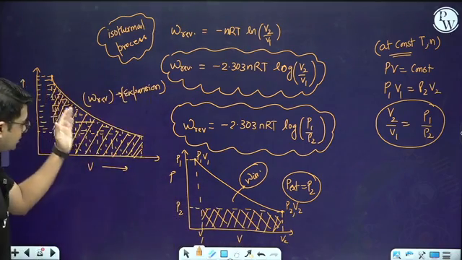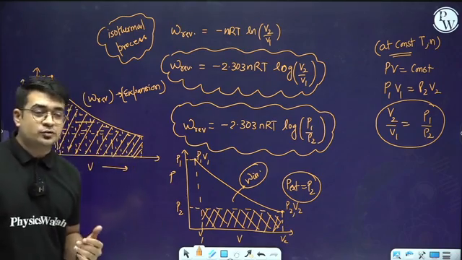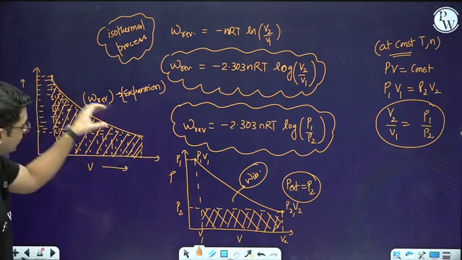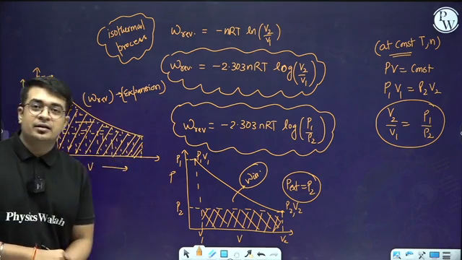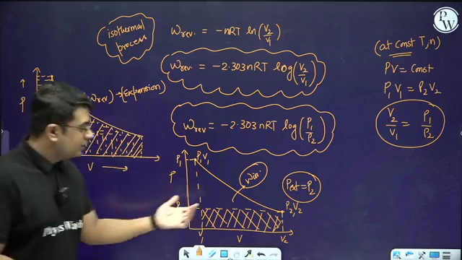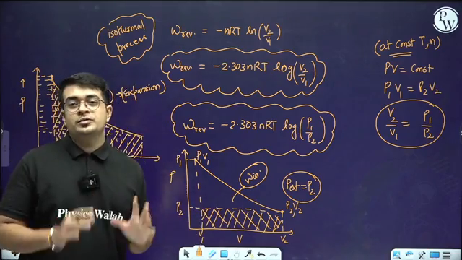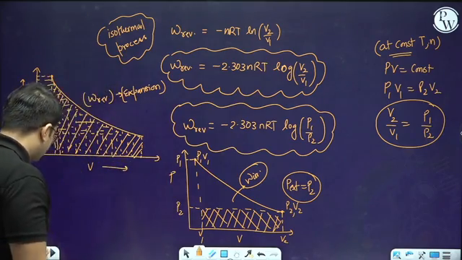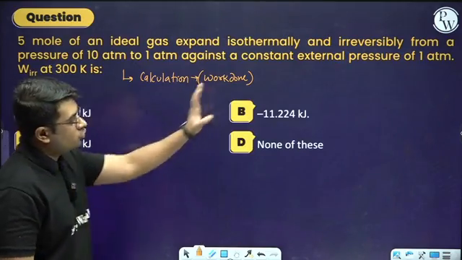But in this case the process is occurring at infinite number of steps. You have to integrate the entire part and combine the entire area. So that becomes this large area, which is the area under the curve. That is work done. So reversible expansion work done is always greater than the irreversible part. I hope this portion is clear. I hope the entire calculation is also clear to everyone. Now let's talk about the question.